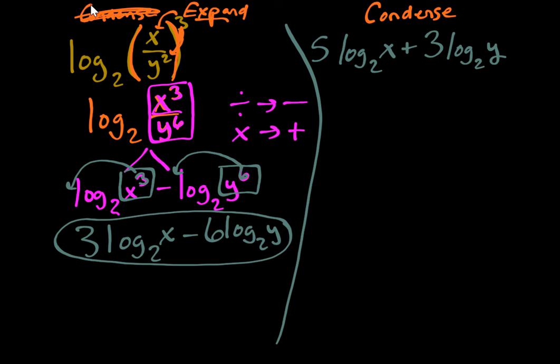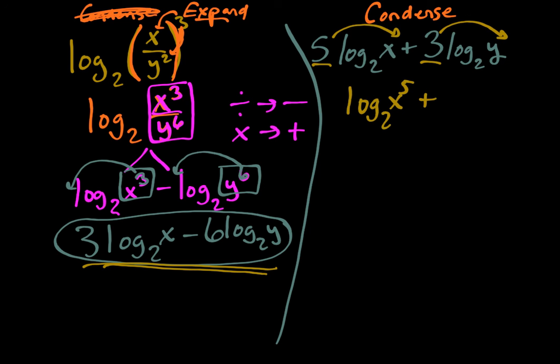With the next one, we're asked to condense. Now, usually the first step with condensing is if we have a number in front, it's going to jump up and become the exponent. So it's kind of working backwards from what we did here. So here, the last thing we did was move the exponents to the front. The first thing we're going to do in condensing is take the numbers in front and make them the exponents. So 5 is going to become the exponent of x, 3 is going to become the exponent of y, and that'll be log base 2 of x to the 5th, and then log base 2 of y to the third.